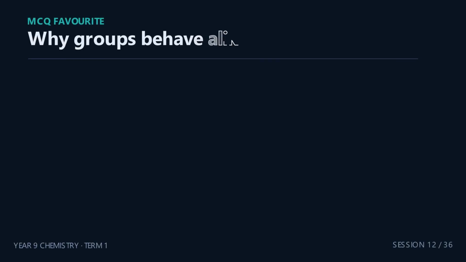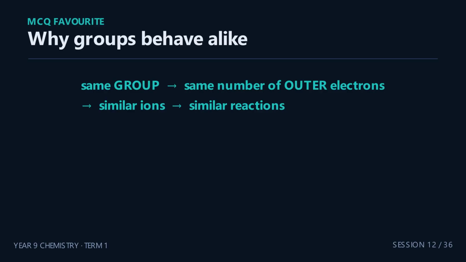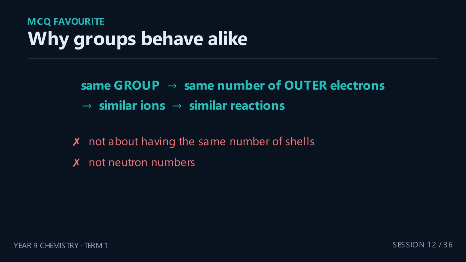Why do elements in the same group behave alike? Because chemical reactions involve the outer electrons. Elements in one group have the same number of outer shell electrons, so they form similar ions and react in similar ways. Note what the reason is not. It is not about having the same number of shells. It is not neutron numbers, and it is not atomic mass. It is the outer electrons, every time.